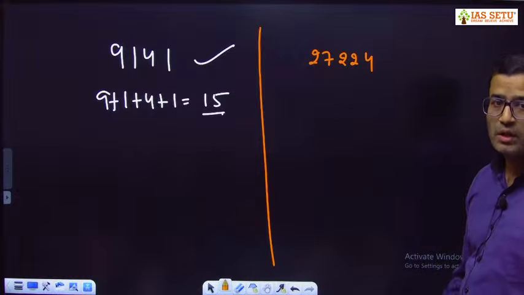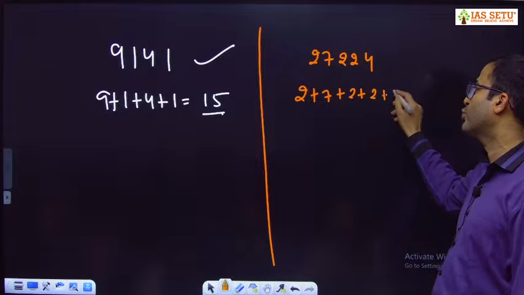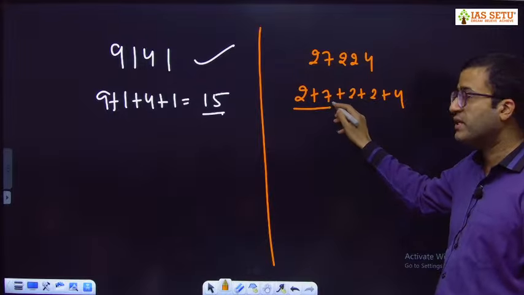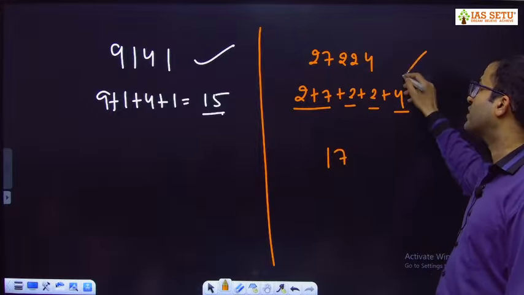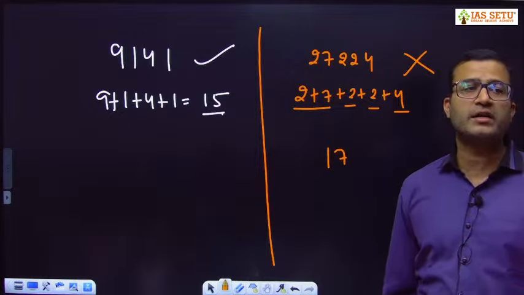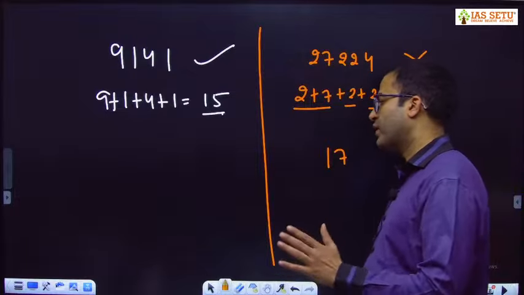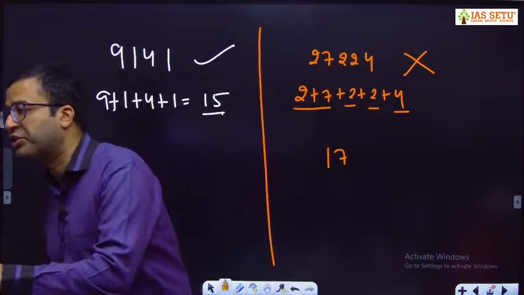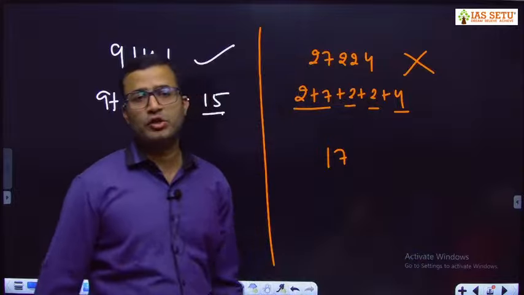27,224. So here it is 2 plus 7 plus 2 plus 2 plus 4. 2 plus 7, 9, 11, 13, 17. So since this 17 is not divisible by 3, it means this entire number is not divisible by 3. I repeat, if the sum of the digits of a given number is divisible by 3, it means the complete number is divisible by 3. If not, then the number is not divisible by 3.